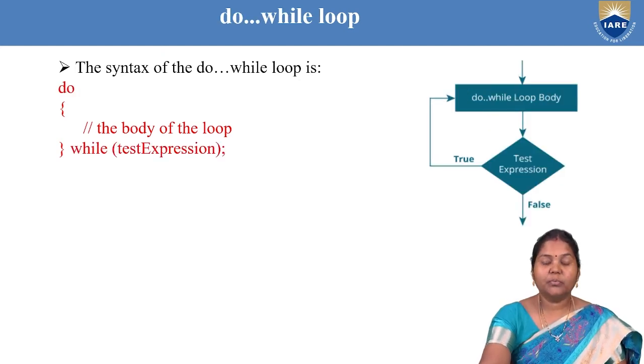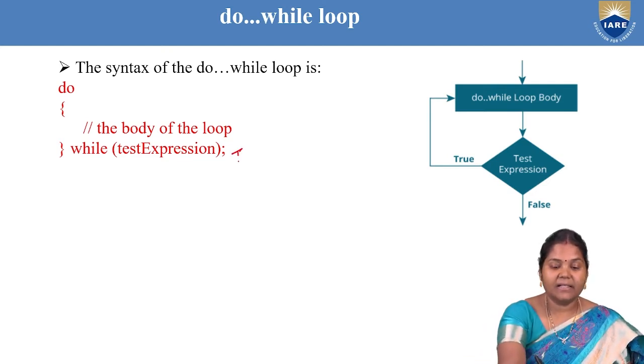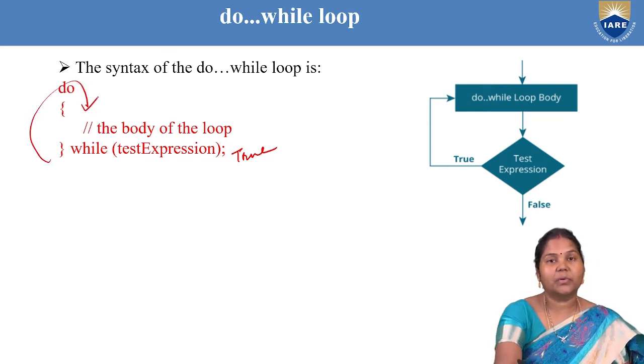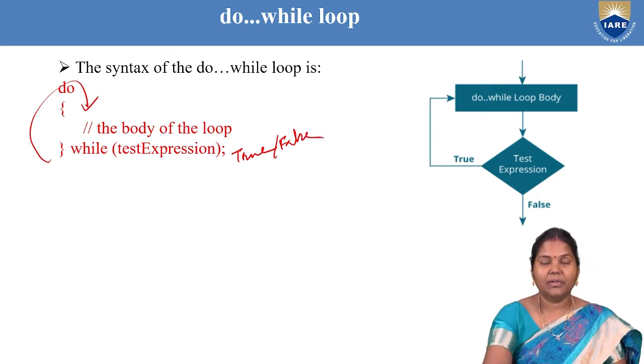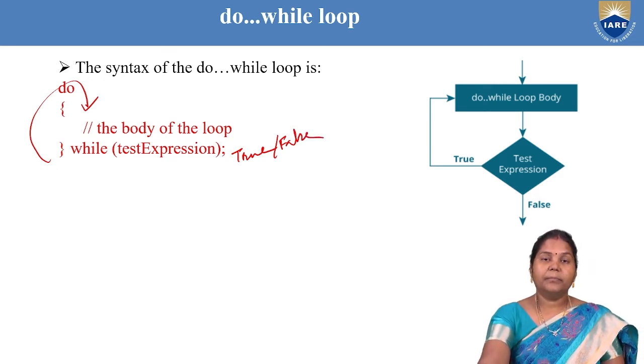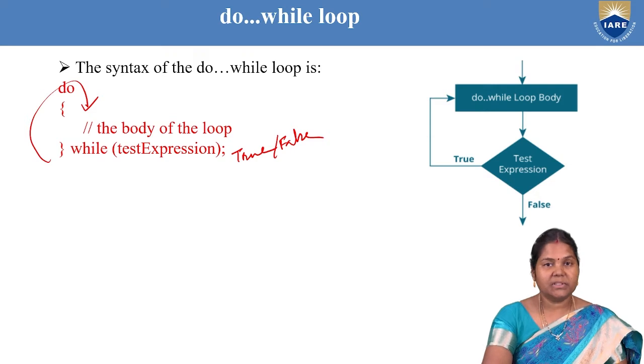Similarly, in a do while loop, the body of the loop is executed once, and at the exit, the condition will be tested. If this condition is true, then again it will enter into the body of the loop. When the condition becomes false, then it will come out of the loop. So these are the basic control structures used in C language.